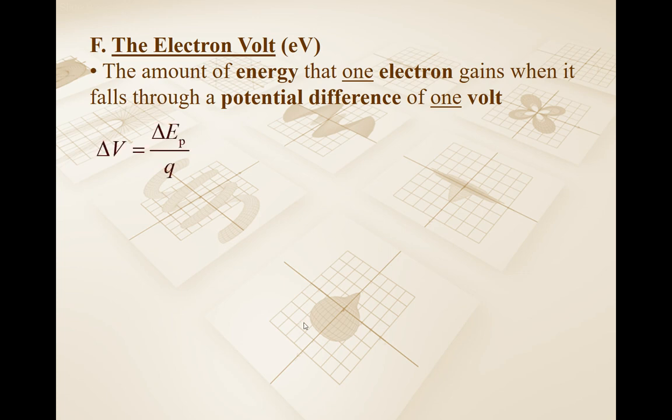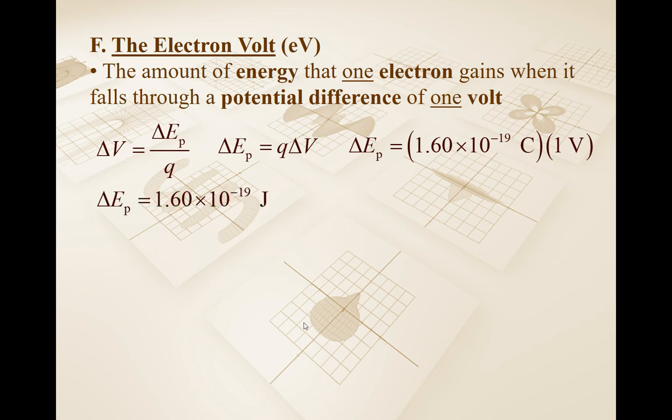I just showed this derivation: 1.60 times 10 to the negative 19 coulombs times a volt gives you 1.60 times 10 to the negative 19 joules, which tells me that 1 electron volt is 1.60 times 10 to the negative 19 joules. And you can find that conversion on the data portion of your formula sheet.